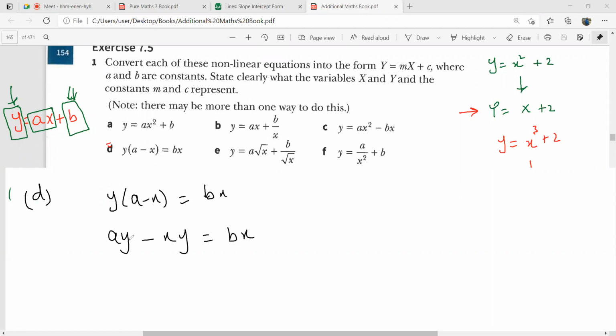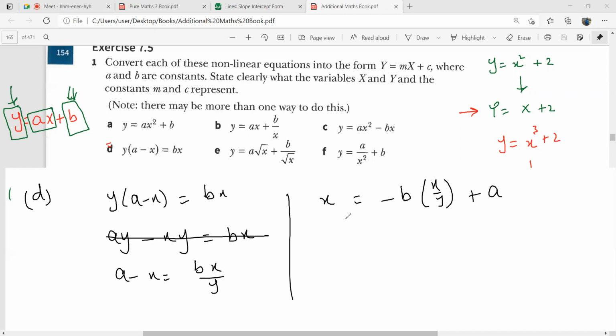All of them have got the variables with this. Oh, I have an idea here. Yes. What if I divide the other side by the y? I will have a minus x, that is going to be bx over y. I think that will work for us. Let me rearrange this. Let me take this x to the other side and bring this to this side. So this is going to be x equal to minus b x over y plus a. Believe me, guys, this is your linear equation. Okay, don't be worried about this.